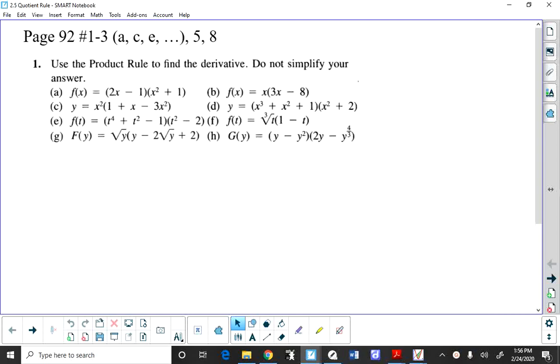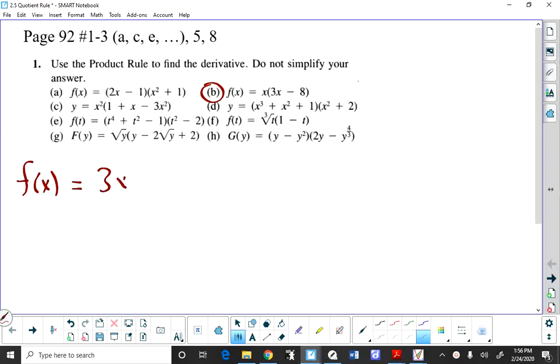Again, the product rule so far seems to be an unnecessary complication to things. For example, if you're asked to determine the derivative, I'll take an extreme case. You're asked to determine the derivative of this function, and the function is x multiplied by 3x minus 8. Every sane person in this classroom, and that's all of us, would say that f of x is equal to 3x squared minus 8x, and then just use the power rule in conjunction with the difference rule.